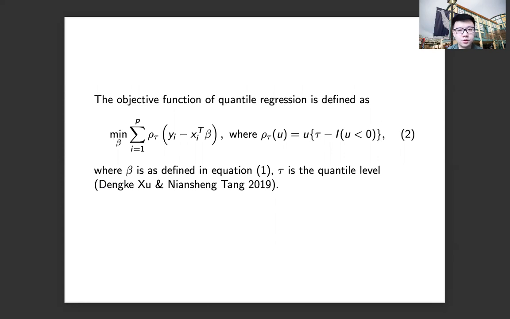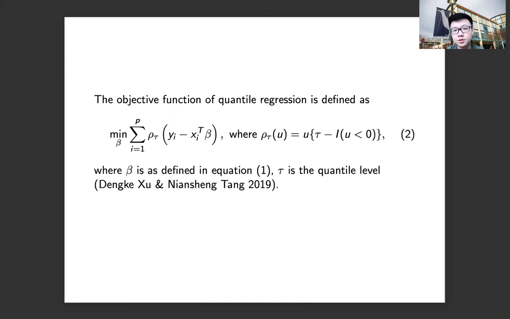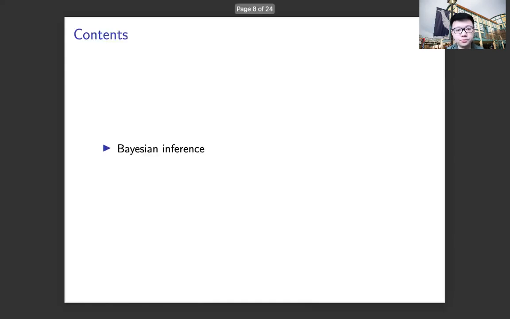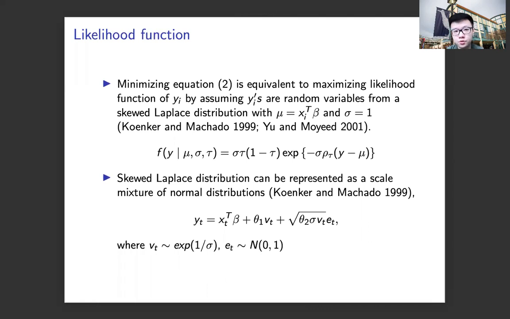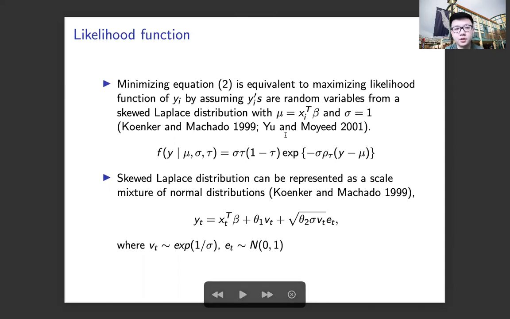The objective function of the quantile regression model is defined as follows. And beta is as defined in equation 1, which is here, the amplitude of the mean shift from the last time step to the current step. And tau is the quantile level. So minimizing equation 2, which is the objective function here, is equivalent to maximizing the likelihood function of yi by assuming yi's are random variables from a skewed Laplace distribution. And it has density function here.